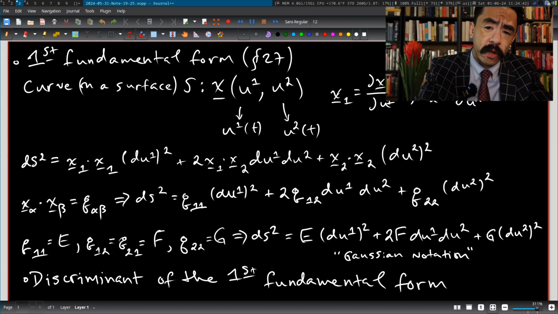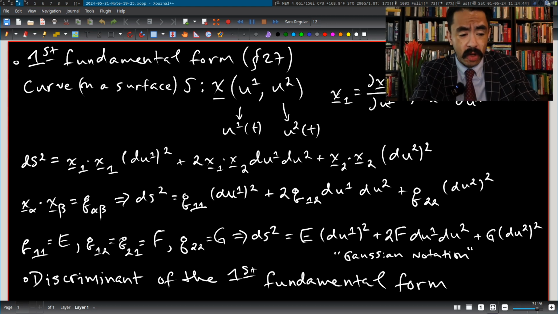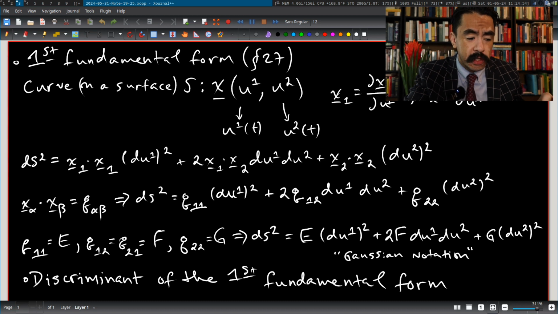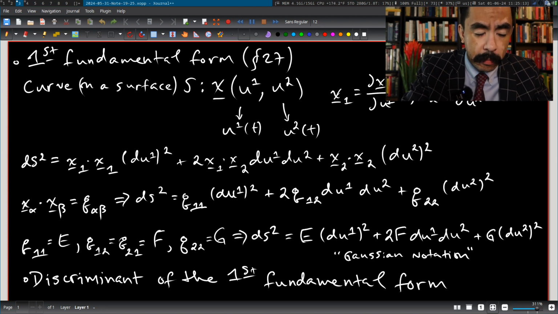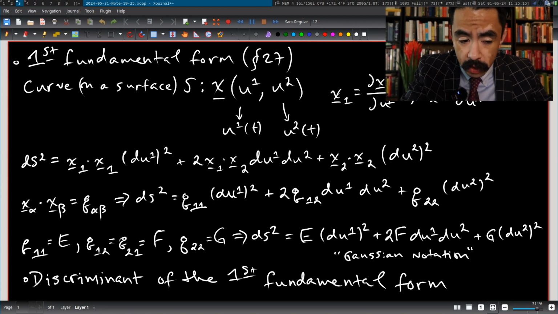We also have what is known as the Gaussian notation, or as from a hater comment which I went over a few weeks ago, this is the preferred notation of Scotty Chen, where we set g11 equal to capital E, g12, which is the same as g21, equal to capital F, and g22 equal to capital G. Then we can represent the first fundamental form as ds squared equal to E du1 squared plus 2 F du1 du2 plus G du2 squared.